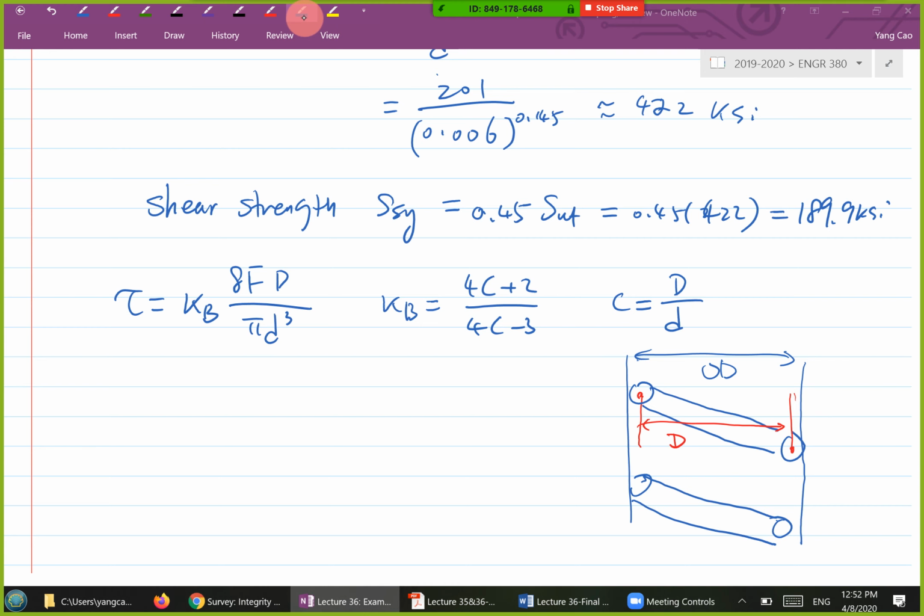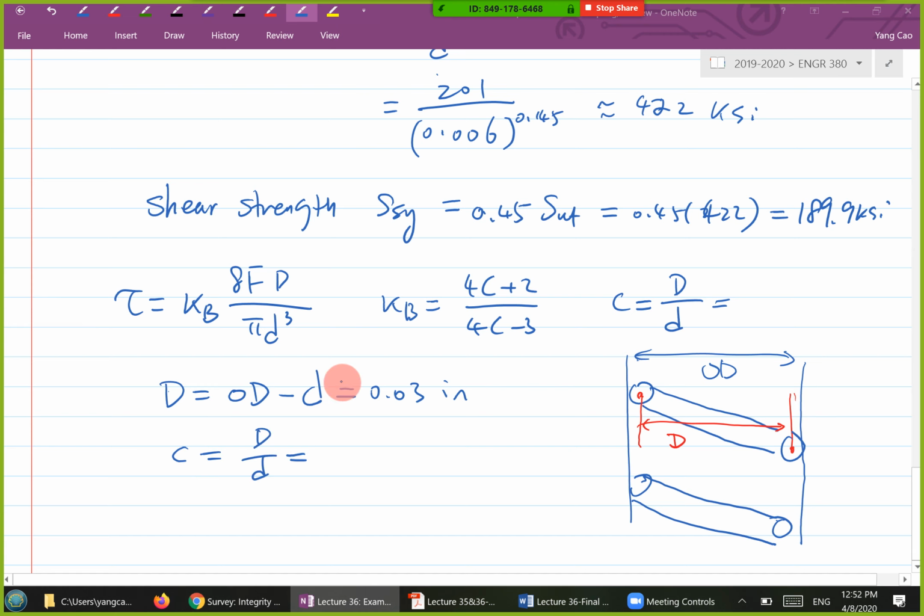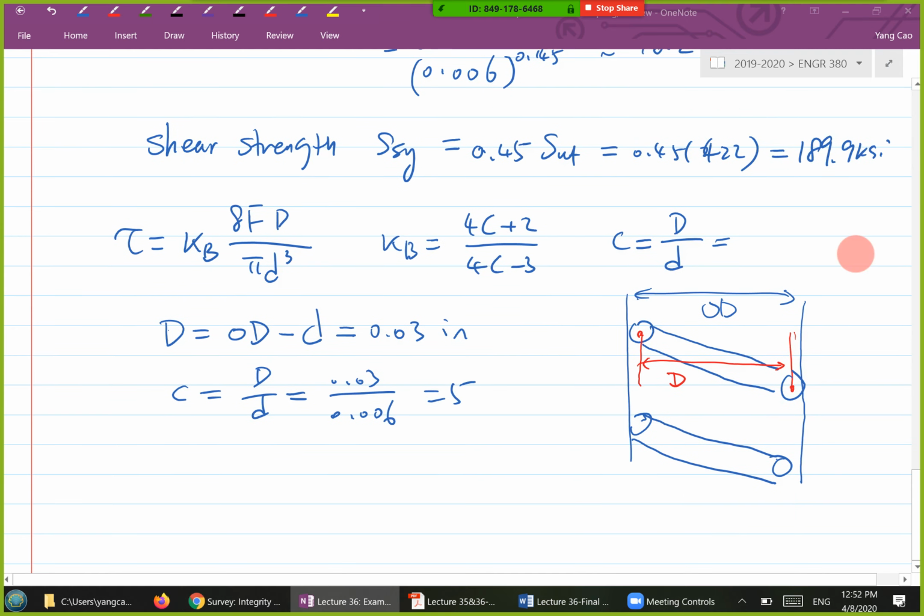So very simple geometric relationship. Your capital D is equal to OD minus small d, which gives you 0.03 inch. And you can calculate your C now, and that gives you 0.03 over 0.006, which is 5. So now your KB, 4C plus 2 over 4C minus 3, ends up being 0.294.